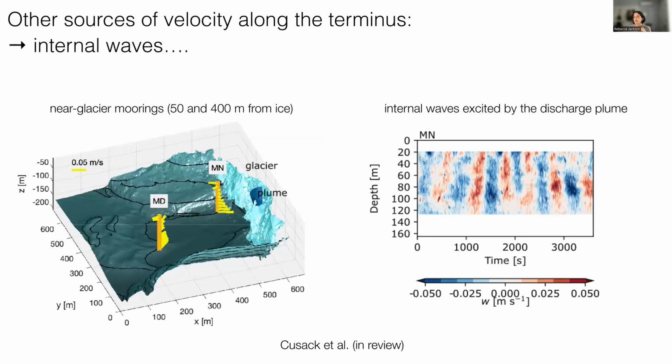Another process is internal waves. This is some work led by Jesse Cusack looking at near-glacier moorings deployed about 50 and 400 meters from the ice. And what he sees is a really strong signal of internal waves that have been excited by the discharge plume and are propagating throughout the near-glacier region. And so this is another source of kinetic energy or velocities across the ice face that are not accounted for in the standard plume melt theory, where plumes are suggested to be the only source of velocity. And of course, there are a variety of other modes of circulation and sources of velocity that can contribute here.